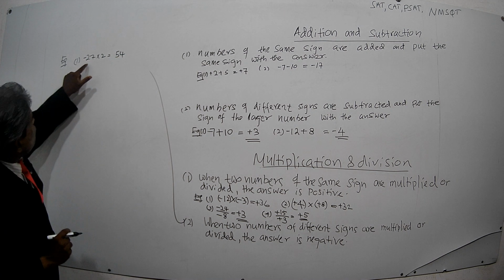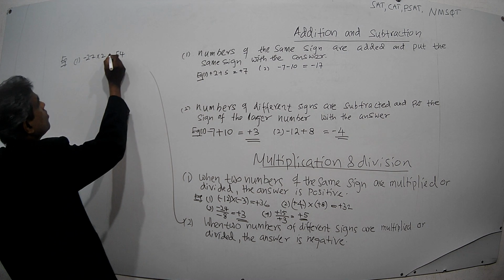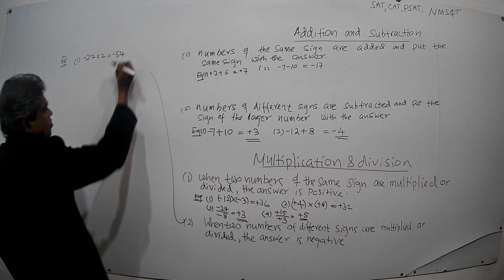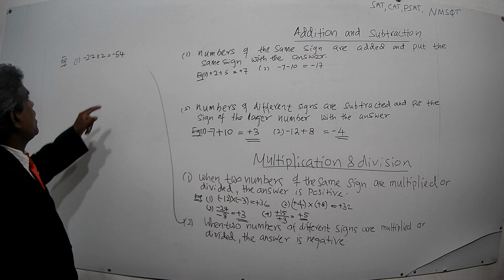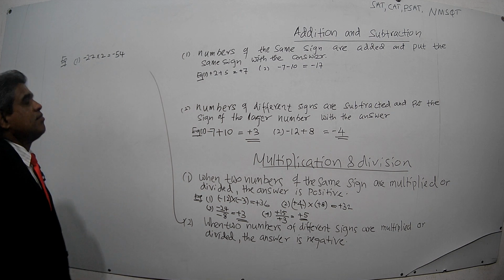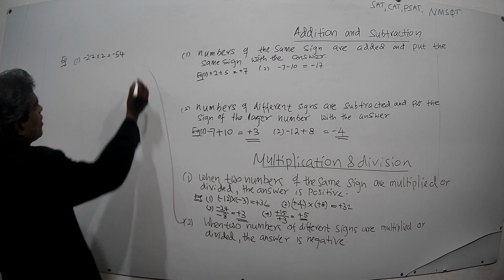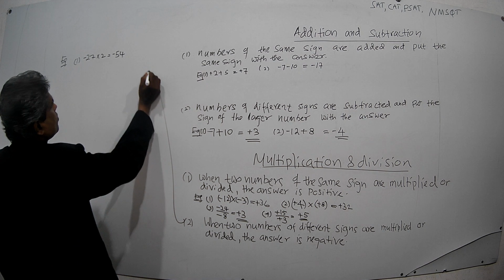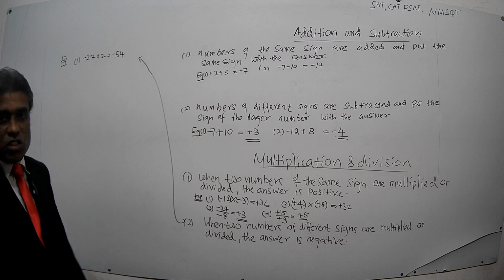Because the two numbers have different signs, here positive, here negative, the sign of the answer will be negative. According to the rule, when two numbers of different signs are multiplied, the answer is always negative. That is the application of the rule.